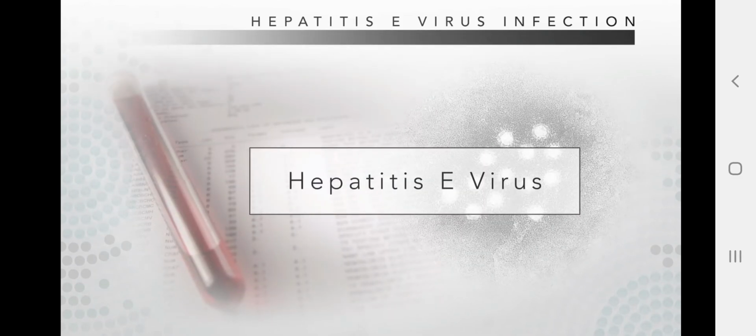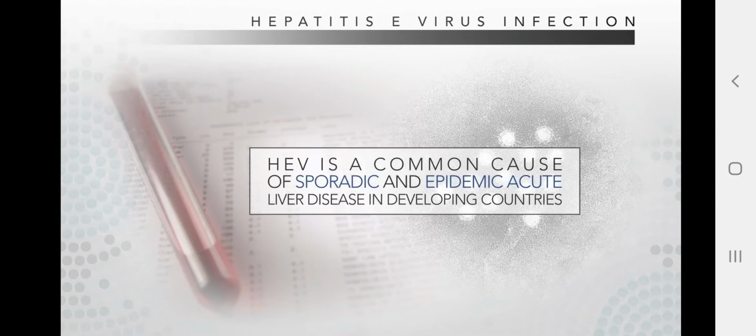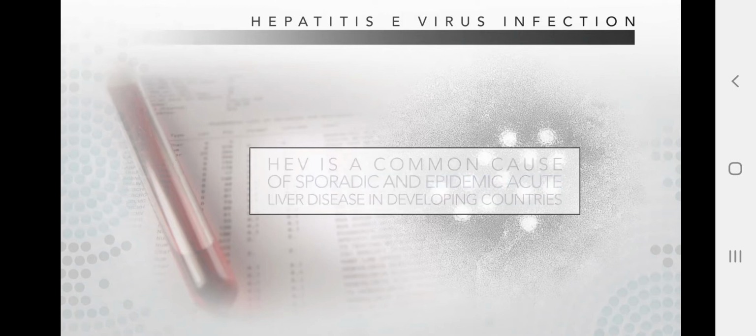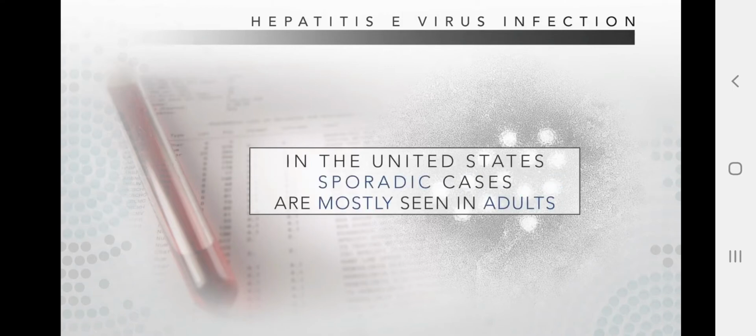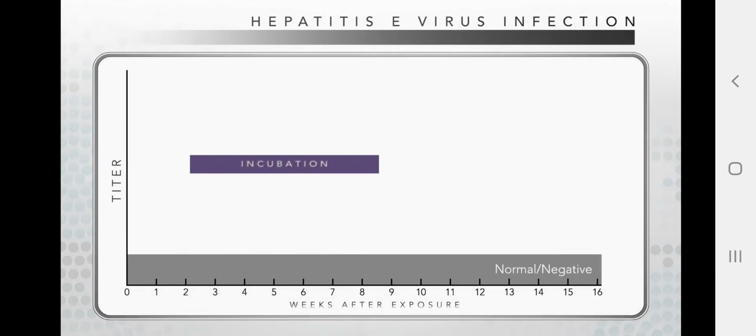Hepatitis E virus, referred to as HEV, is a common cause of sporadic and epidemic acute liver disease in developing countries. In the United States, sporadic cases of both imported and locally acquired HEV infections are mostly seen among adults. Incubation ranges from 15 to 60 days following exposure, with an average of 40 days.